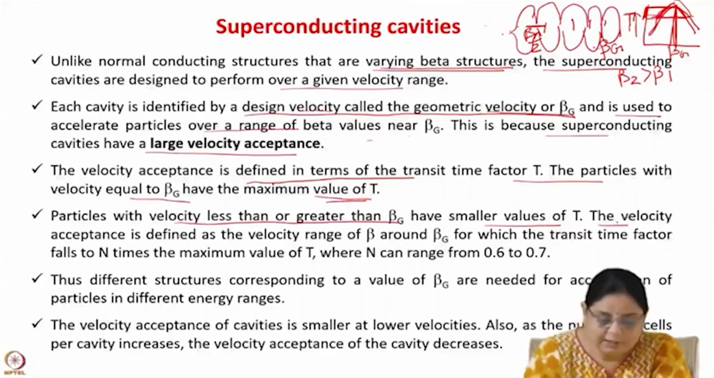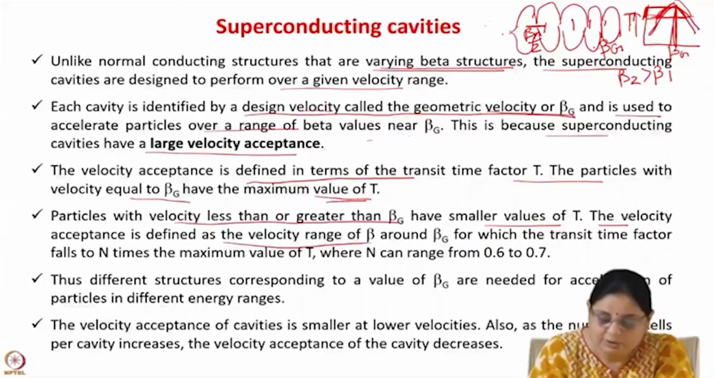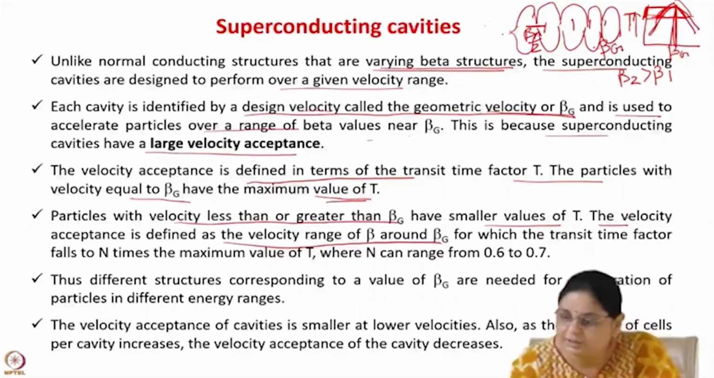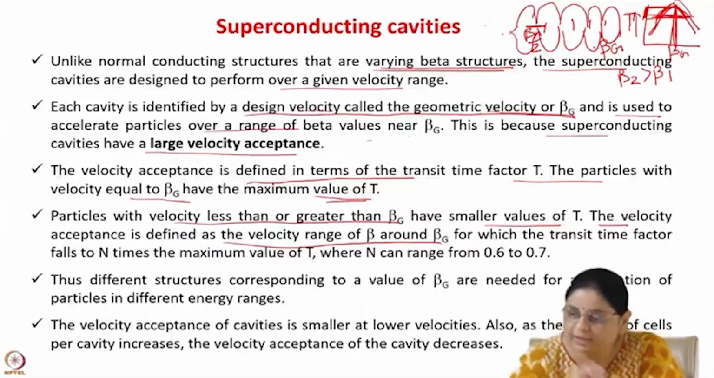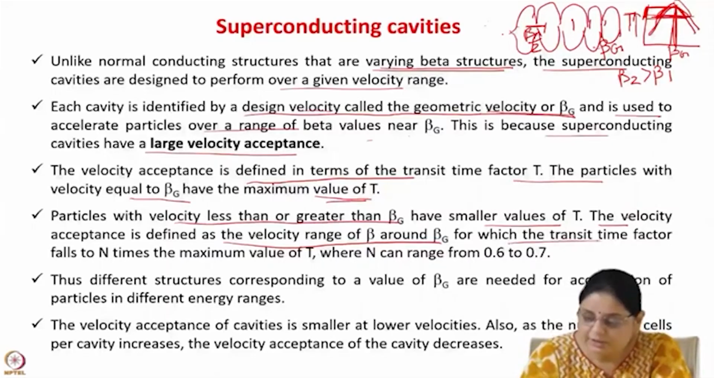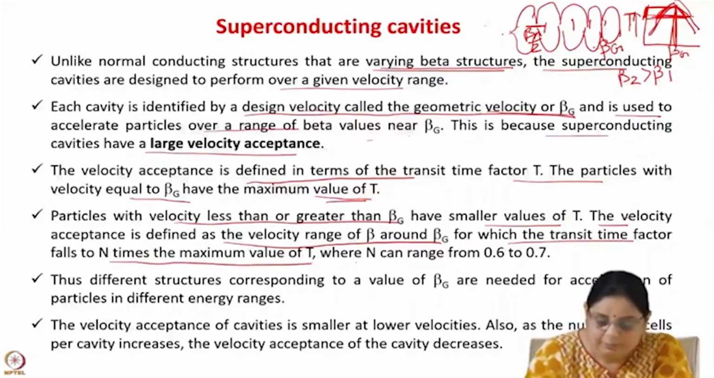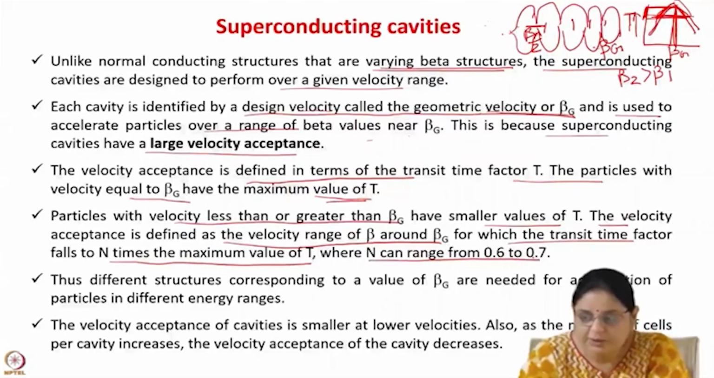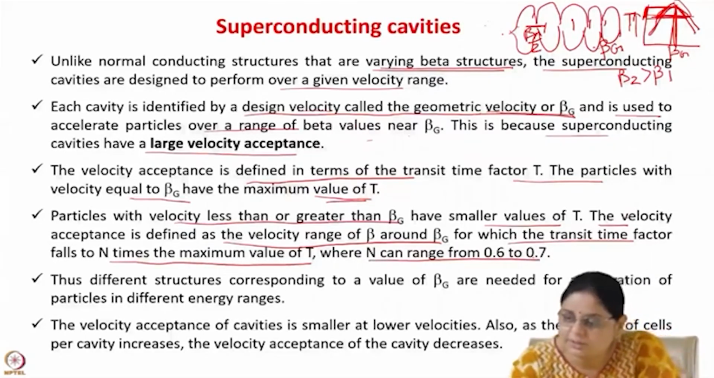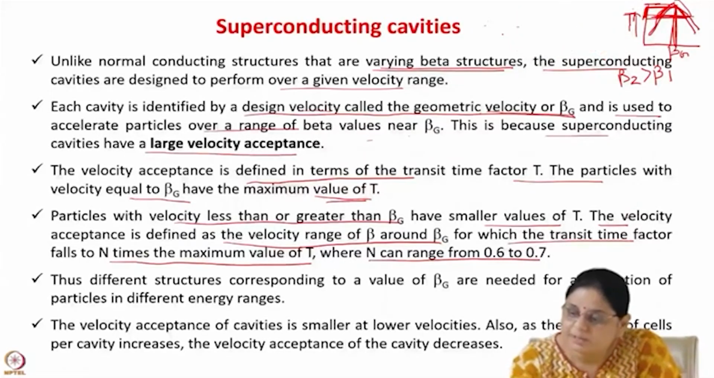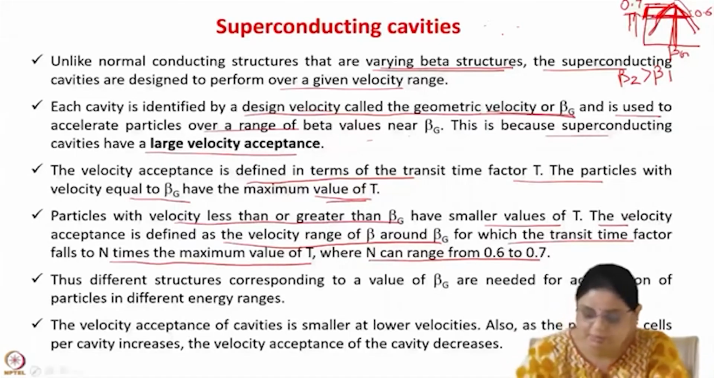The velocity acceptance is defined as the velocity range of beta around beta g, for which the transit time factor falls to n times the maximum value of T, where n can range from 0.6 to 0.7. So let's say the maximum value of transit time factor is 0.7. So this value is 0.6. So between 0.6 and 0.7 is acceptable.